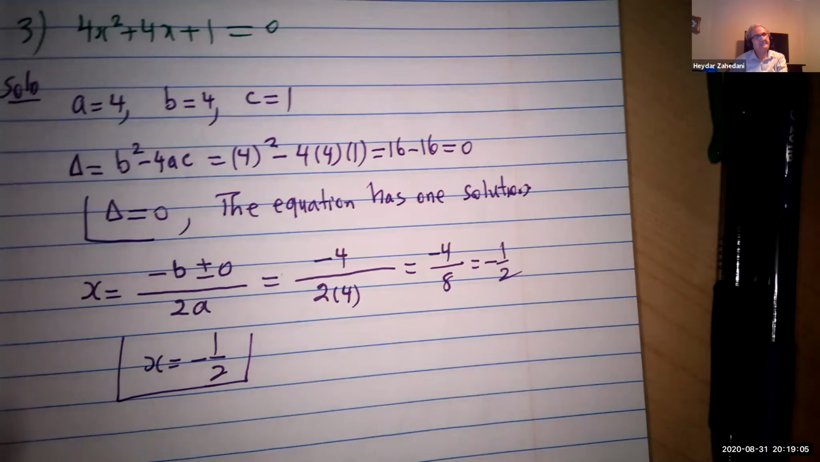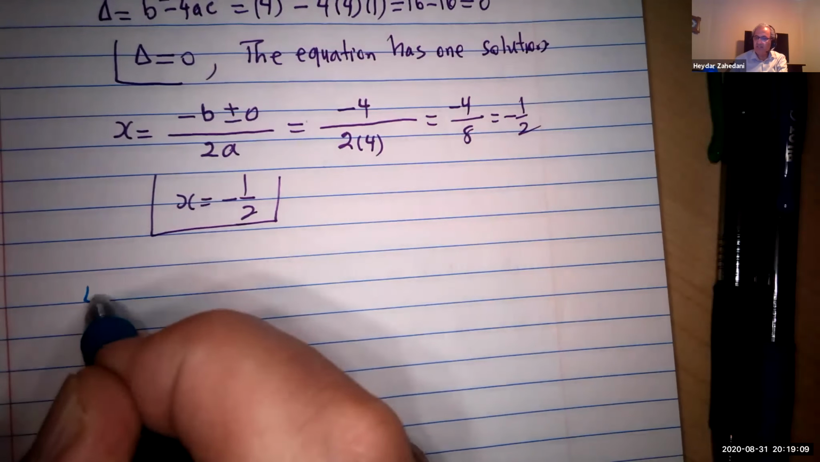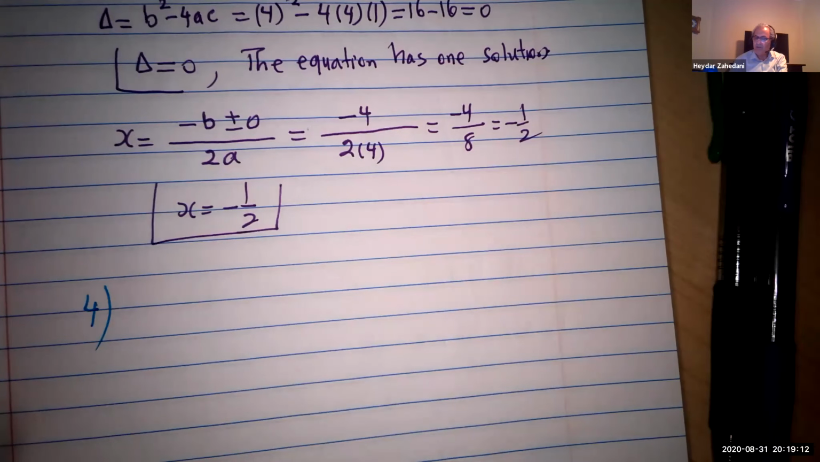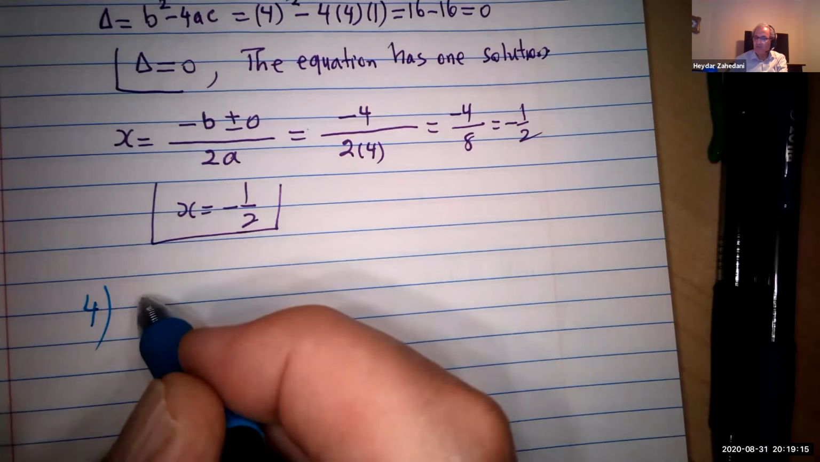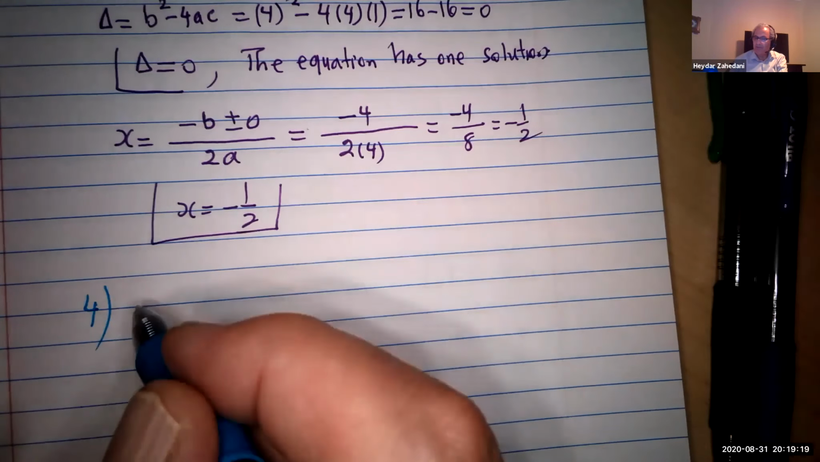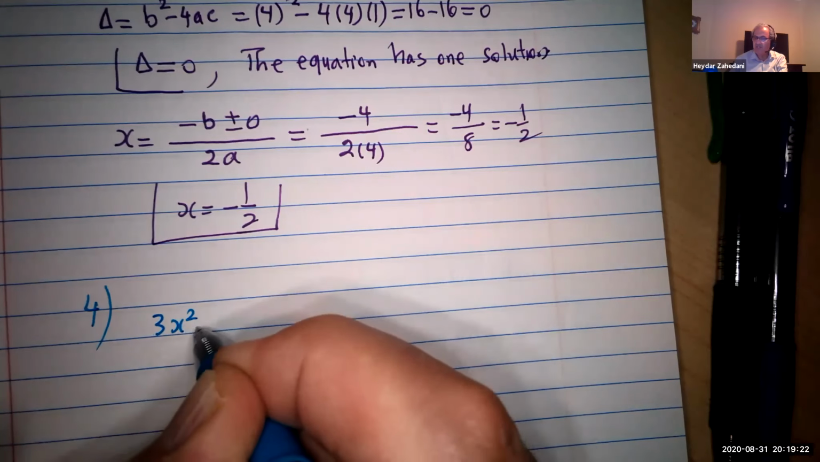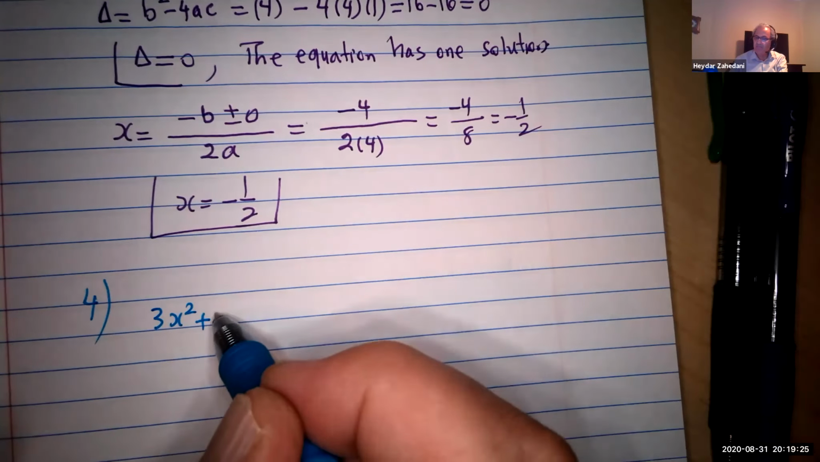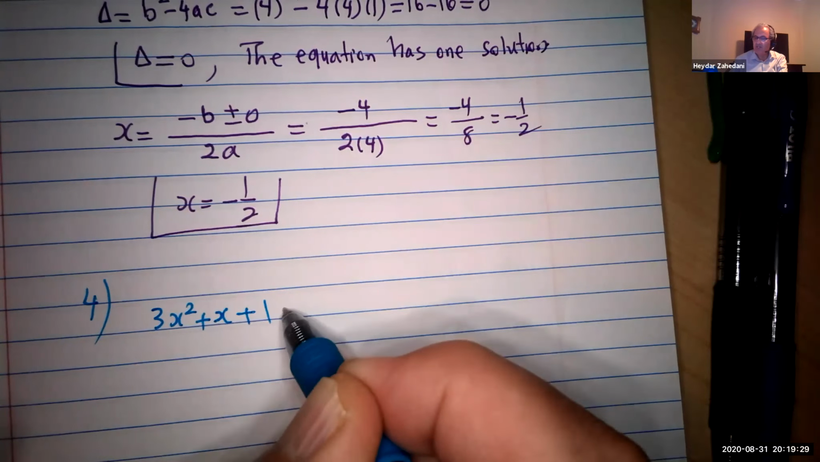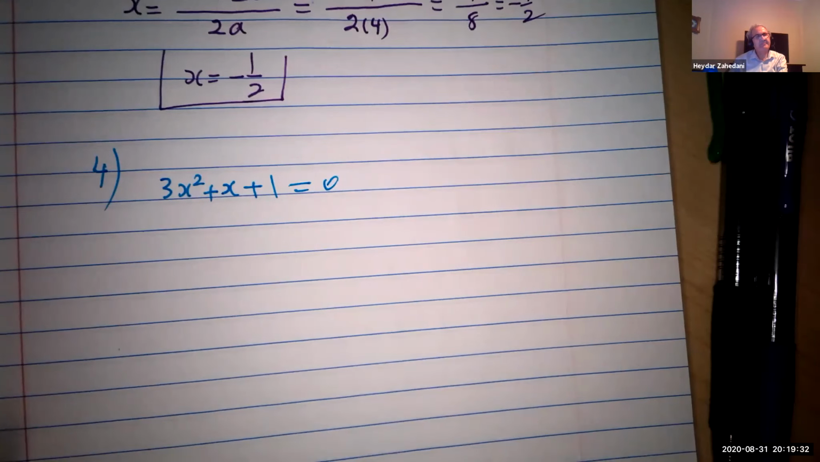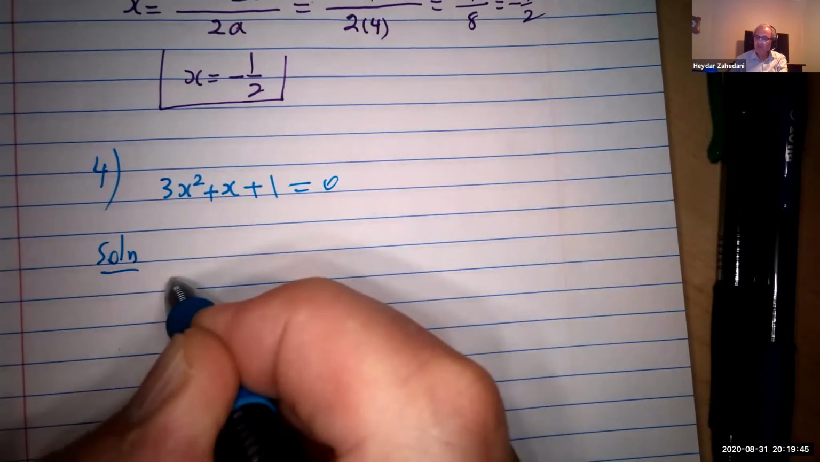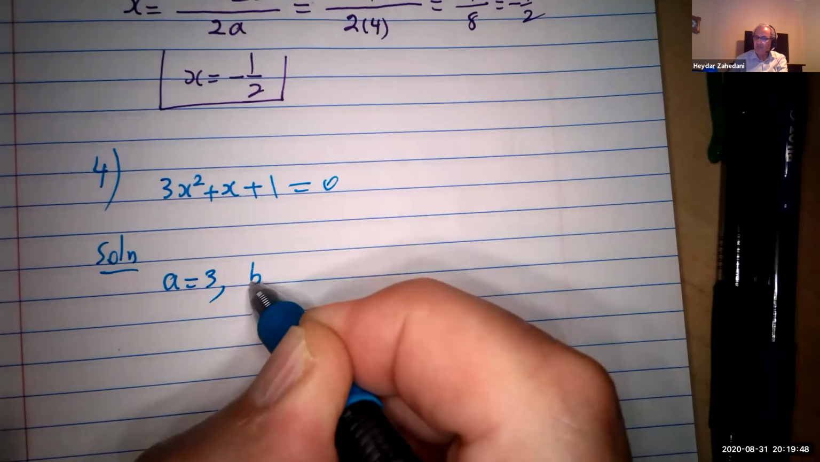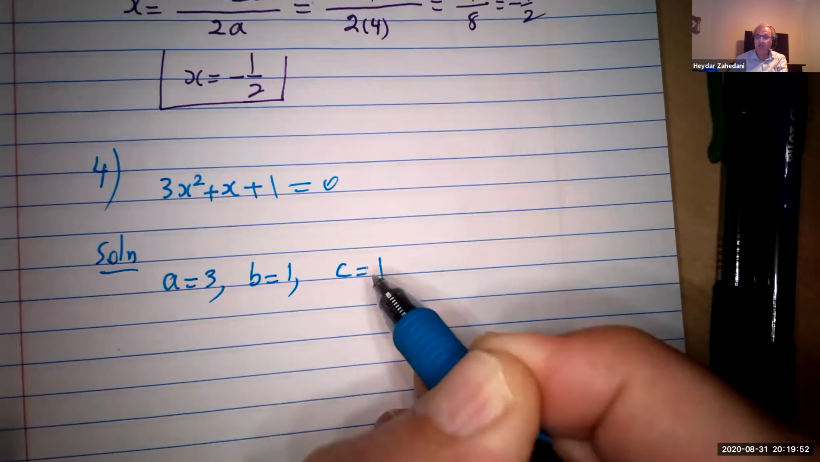The last case is when the delta is negative. This is going to be the last case. Let's have something like 3x squared plus x plus 1 equal to 0. Want to solve this equation? You check what's going on with the delta. So your a is equal to 3, your b is equal to 1, and your c is equal to 1.